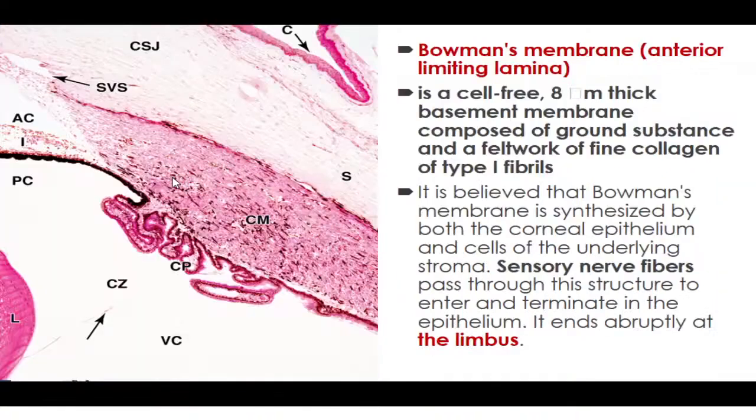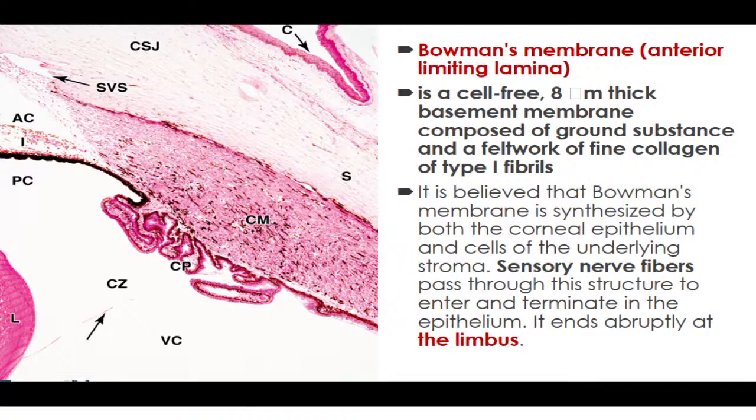Next, Bowman's membrane, the anterior limiting lamina. In this picture, we can see it only here. Bowman's membrane is a cell-free, 8 micrometers thick basement membrane composed of a ground substance and a felt work of fine collagen type 1 fibers.